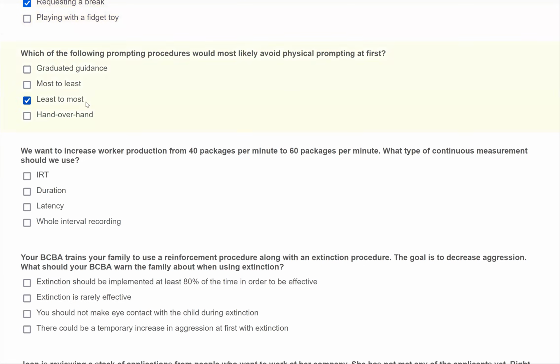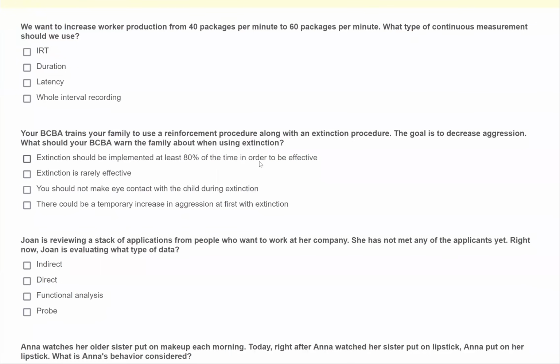We want to increase worker production from 40 packages per minute to 60 packages per minute. What type of continuous measurement should we use?